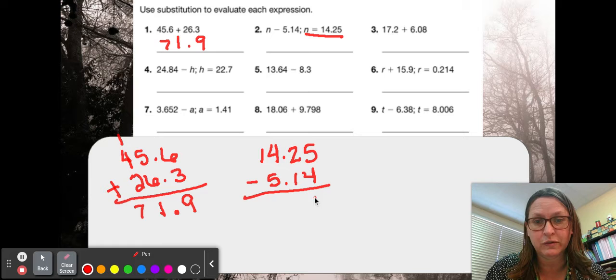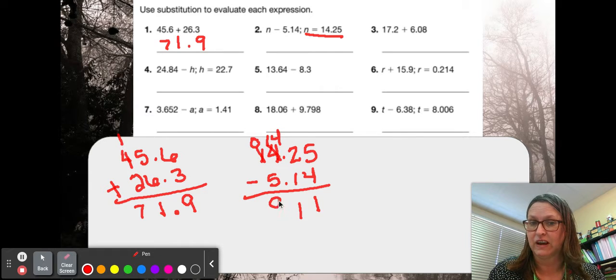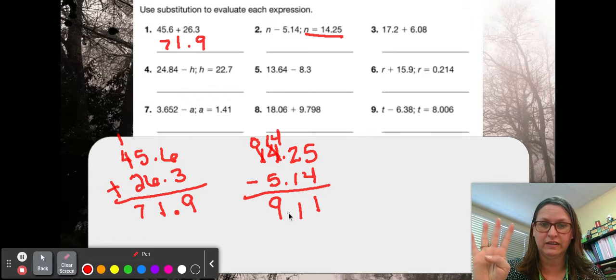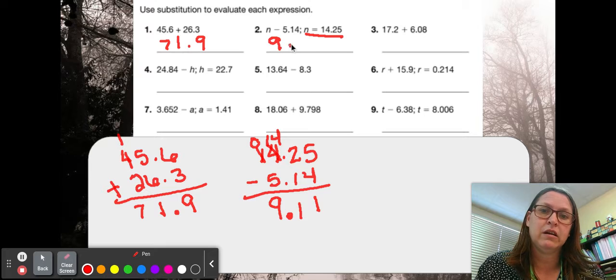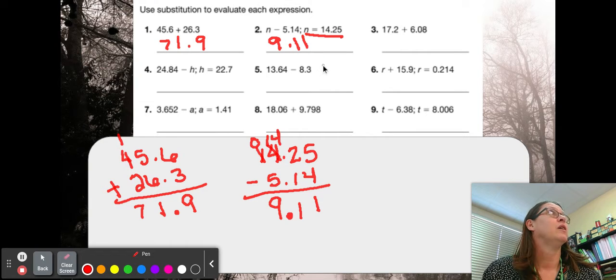So 5 minus 4 is 1. 2 minus 1 is 1. 4 minus 5 I can't do. I have to borrow, so it becomes a 14, and my 1 becomes a 0. 14 minus 5 is 9. I'm done with step 3, and step 4 is I bring my decimal down. So this one would be 9.11.